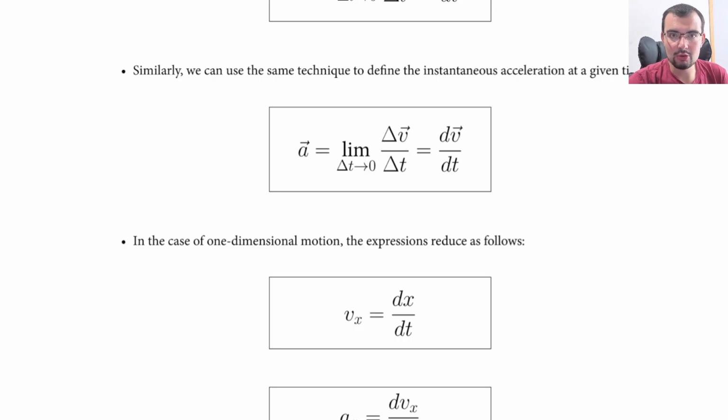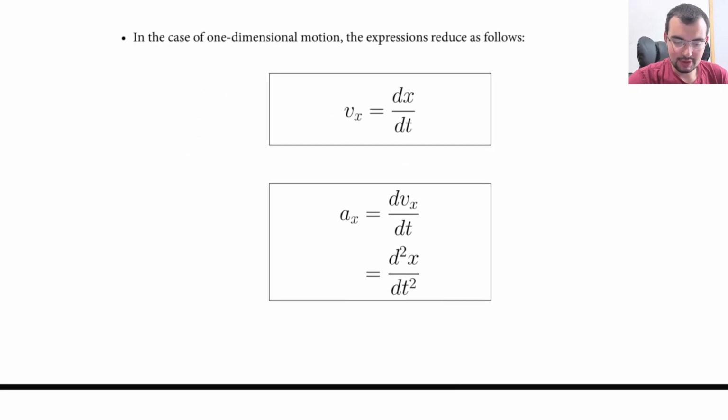Now, almost always we're going to be dealing with these quantities in one dimension at a time. So the x velocity is just the rate of change of the x coordinate, and the x acceleration is just the rate of change of the x velocity. And also, since velocity itself is a derivative, we denote acceleration as the second derivative of position with respect to time.